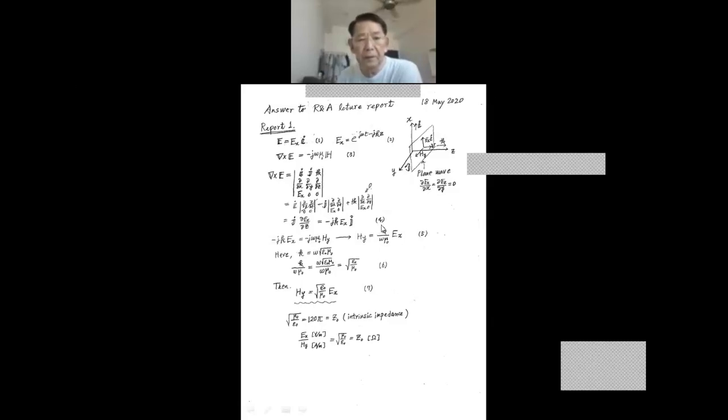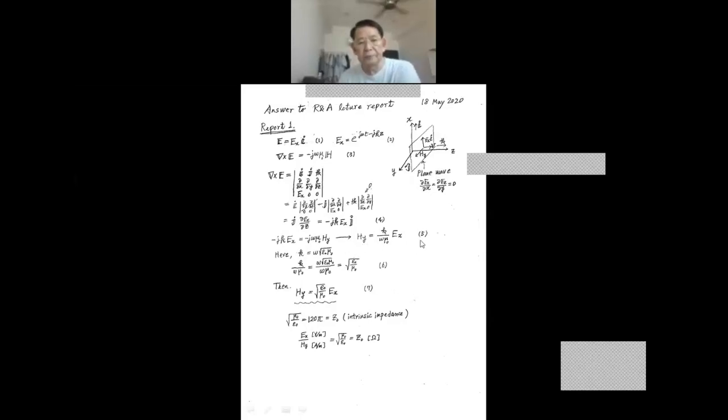So from equation 3, this rotation is minus jk Ex, and the right side is minus j omega mu 0 Hy. So this and this vector component should be the same. This is a j component, the y direction component. So the H field should be the y component. So from this equation, we obtain Hy equals k over omega mu 0 times Ex.